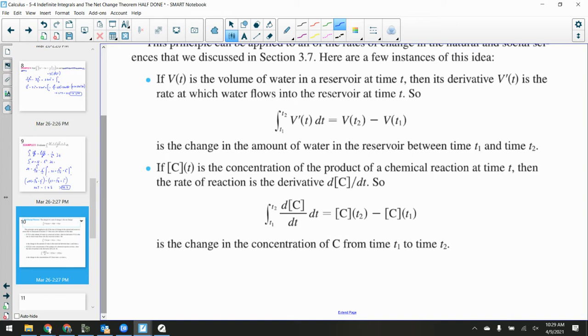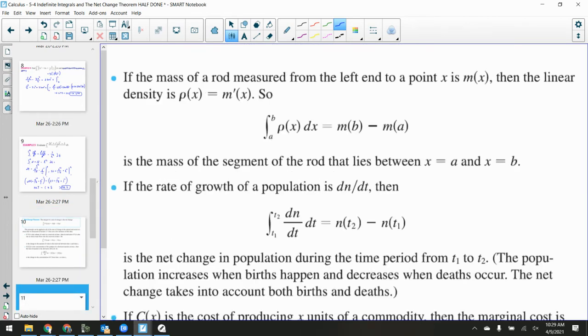You can use the idea of an integral to find the net change in those things. Let me give you a couple more examples. If the mass of a rod measured from left to right, from the left end to a point x, is m of x, the linear density, rho, I think that's a Greek letter, rho of x, is m prime of x. So if I find the integral between those two points and plug my endpoints into my original function, that's the mass of the segment of the rod that lies between those two values.